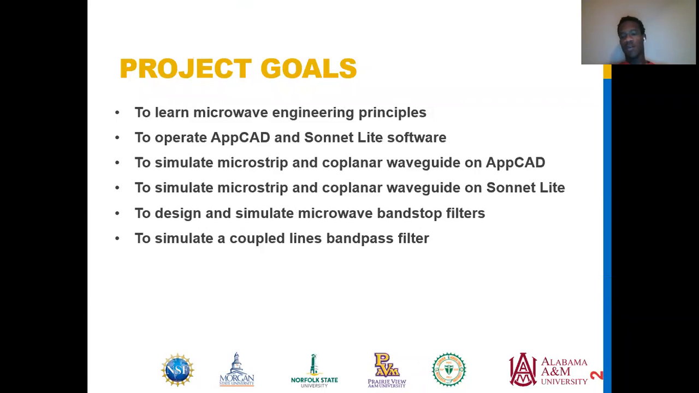Our project goals are to learn about microwave engineering principles, to operate the AppCAD software and the Sonnet Lite software, to simulate microstrip and coplanar waveguides on the AppCAD software, to simulate microstrip and coplanar waveguide on Sonnet Lite, to design and simulate microwave bandstop filters, and to simulate a coupled lines bandpass filter.